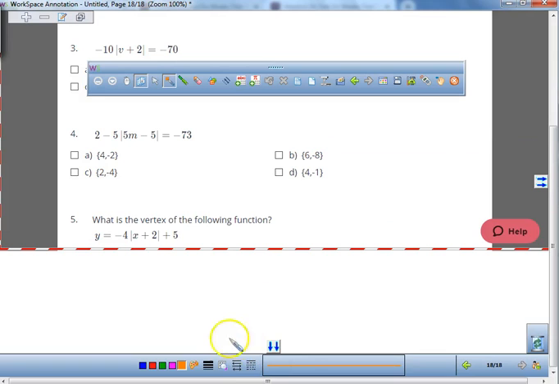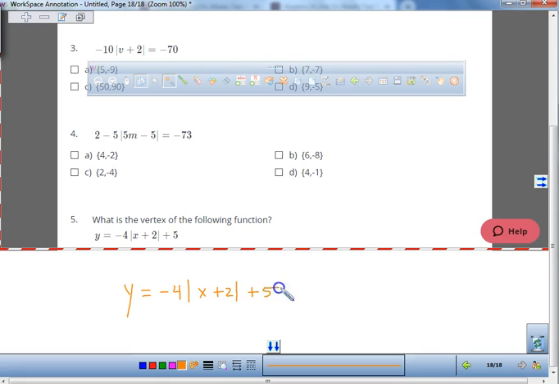It says, what is the vertex of the following function? So you better write this function down, everybody. -4 times the absolute value of x plus 2, plus 5. So write that down. And we're going to use Desmos to remind you how to transform different functions. Here we go. Let's use Desmos. Write that down. Make it quick. Hurry up. Got it? Good. Now let's go to Desmos.